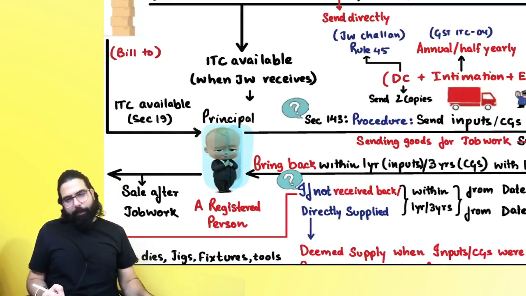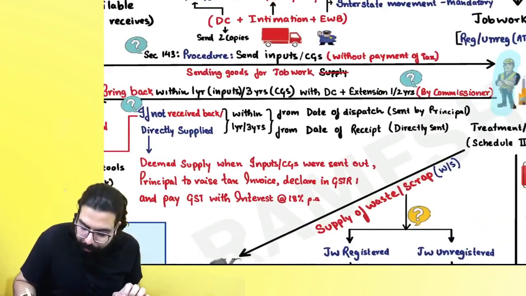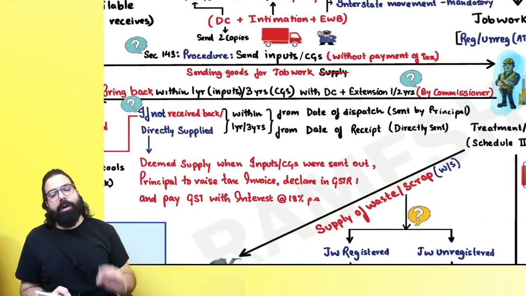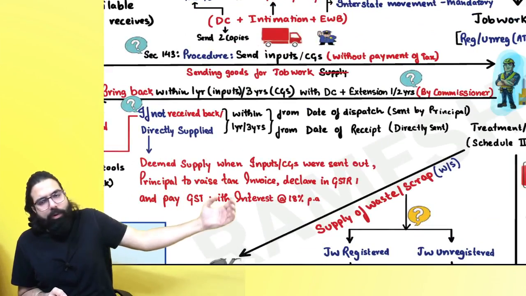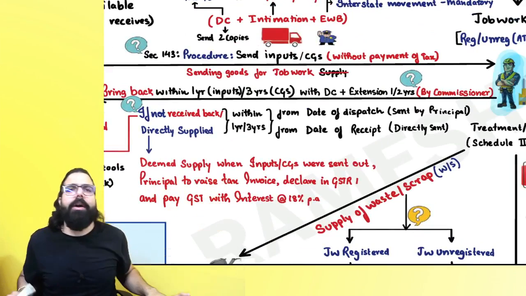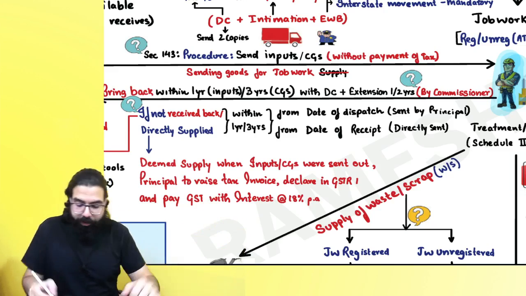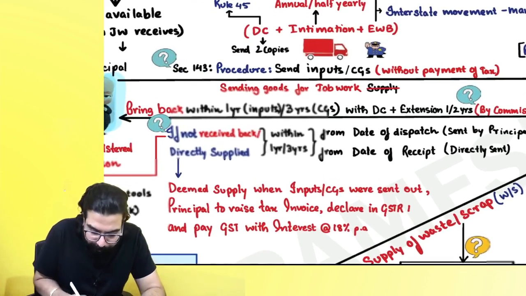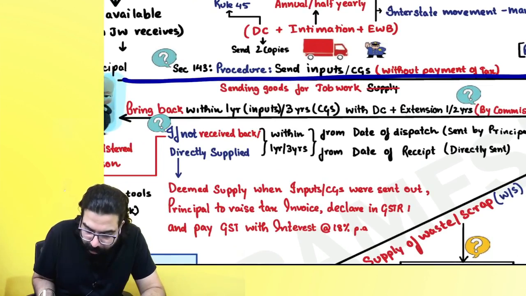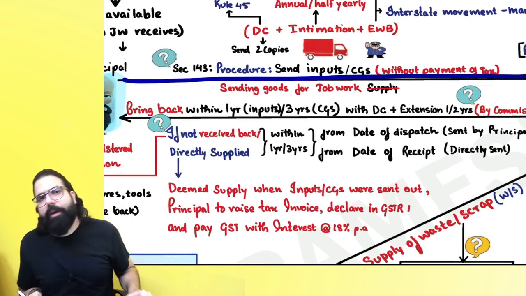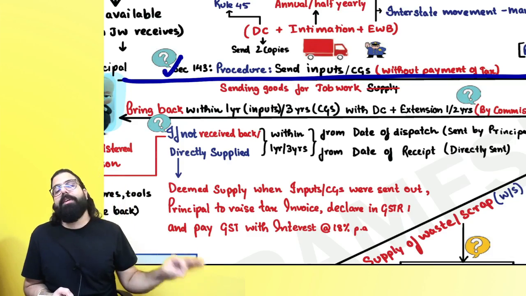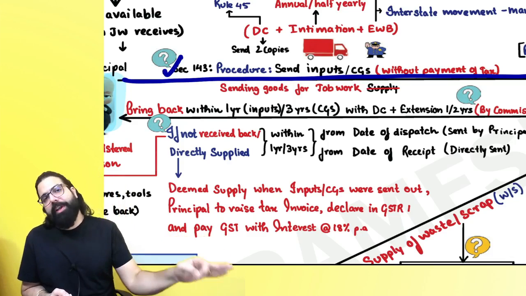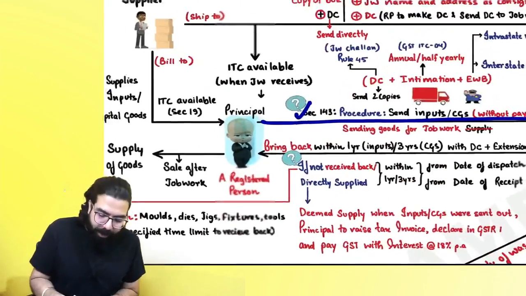Suppose there is a principal. The principal wants to send the goods for job work. The job work will be done on the goods, and the goods will come back. When the principal wants to send the goods for job work, remember one thing: he can send the goods without payment of any GST, but he will have to follow the procedures under section 143.